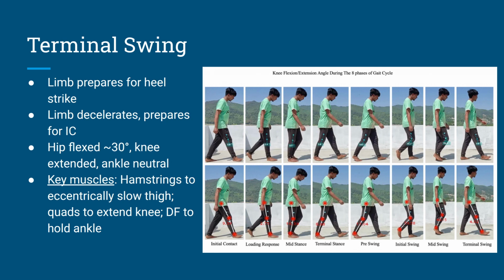Terminal swing, the limb decelerates and prepares for contact. The hamstrings eccentrically control forward momentum. Now the hip is decreasing to less than 30 degrees. The knee is going back into extension, and the ankle is back into neutral to make it ready for the next initial contact.